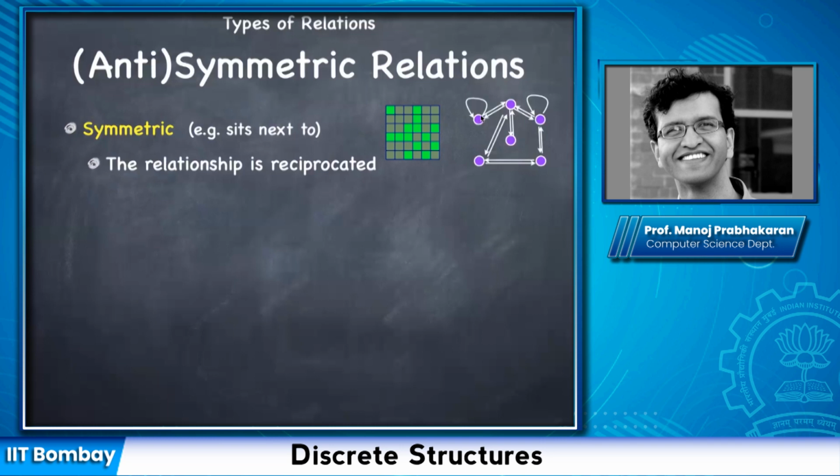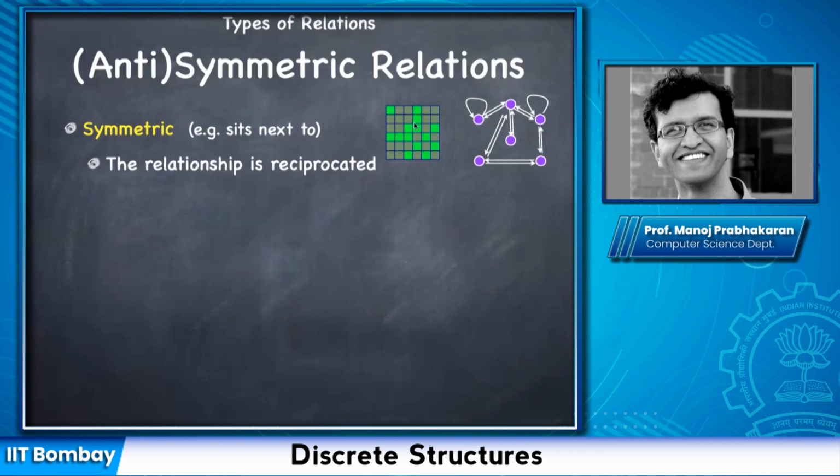Of course, this says nothing about what should be the case for self loops. Some self loops may exist, and some self loops may not exist. So in the diagonal here, it could be either lit up or not lit up. What symmetry says is about pairs of the form x and y, where x and y are distinct.